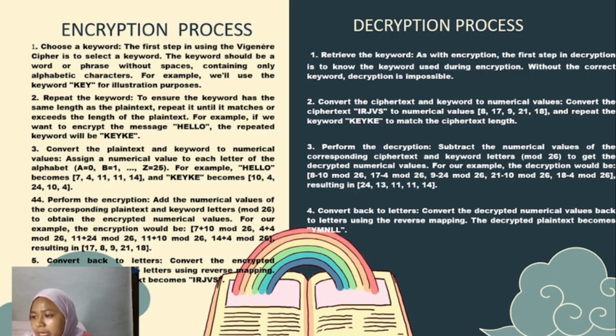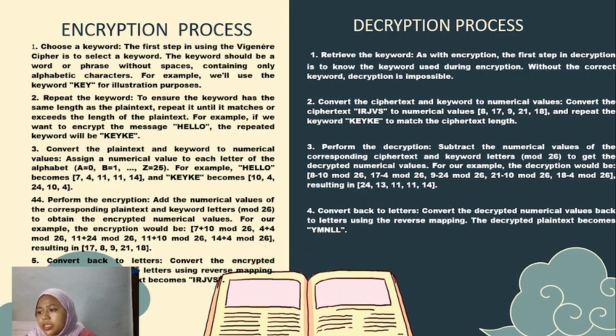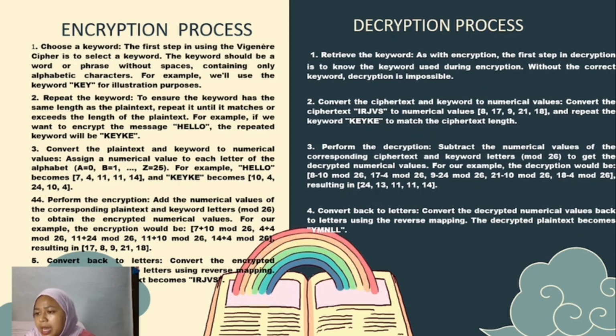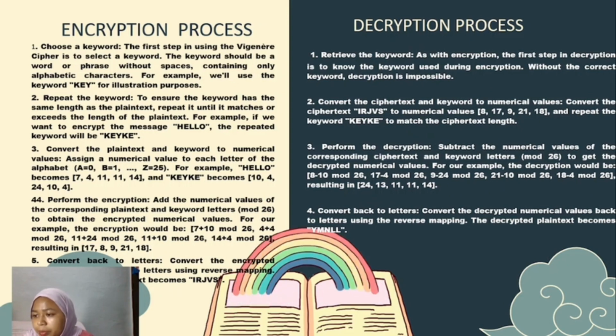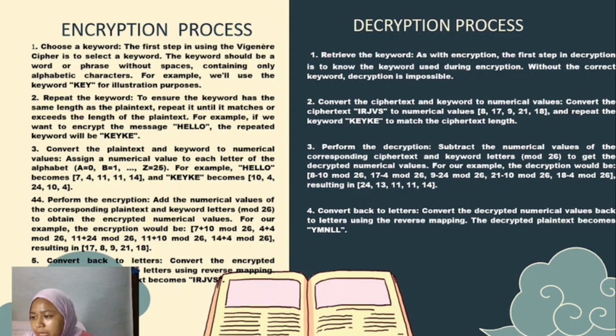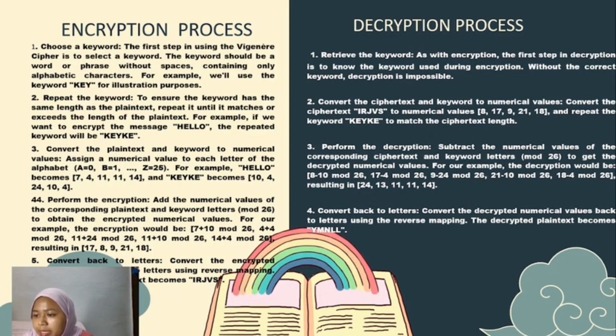Number 2 is convert the ciphertext and keyword to numerical values. Convert the ciphertext RIJVS to numerical values 17, 8, 9, 21 and 18. And repeat the keyword KEY to match the ciphertext length.